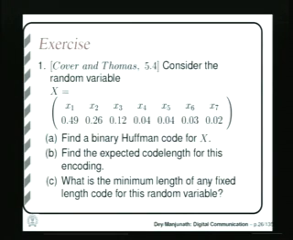What is the minimum length of any fixed length code for this random variable? So, if we use a fixed length code, what will be the minimum length for this random variable? We have 7 possible values. So, to do fixed length encoding for this random variable, we will need at least 3 bits, because with 2 bits we can encode only 4 symbols, with 3 bits we can encode 8 symbols. So, here the number of symbols is 7. So, we have to have 3 bits to encode this.